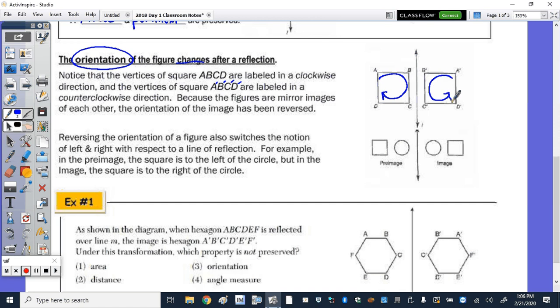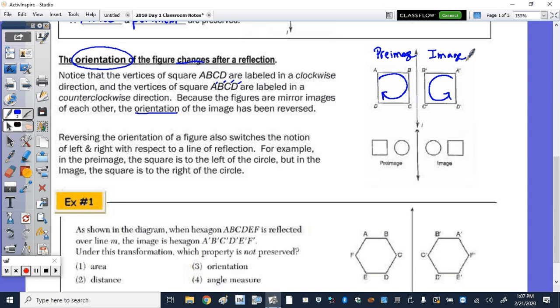Yep. Because the figures are mirror images of each other, the orientation of the image has been reversed. So orientation is just the manner in which we label our vertices. So in the original, again, this is our pre-image, in the original square, they were labeled in a clockwise direction. And in the image, they're labeled in the counterclockwise.